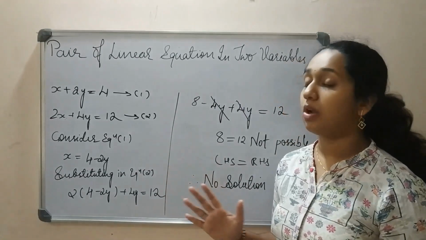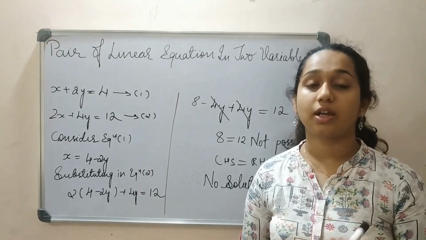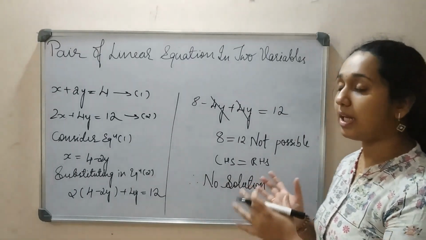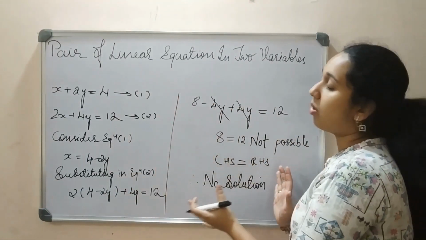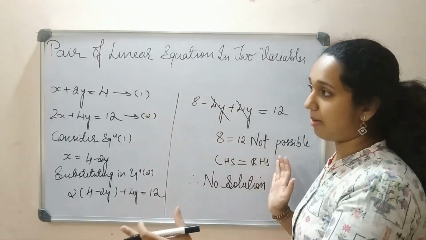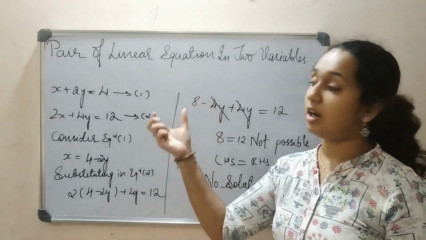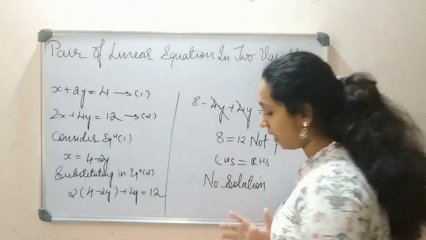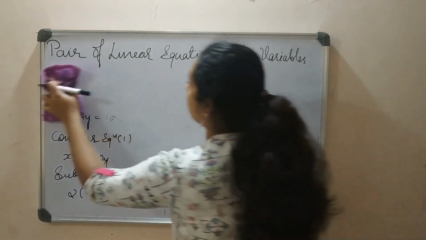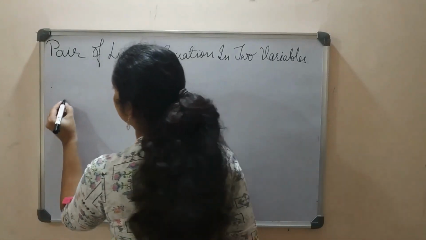So now we found three categories of solution: unique, infinite, and no solution. We'll see what exactly we get in the graphical interpretation. Then we'll form a table for a general form. We'll take the general form of a linear equation and try to create a table for that. So how many different solutions did we get? We got three different solutions. One is unique solution, correct?